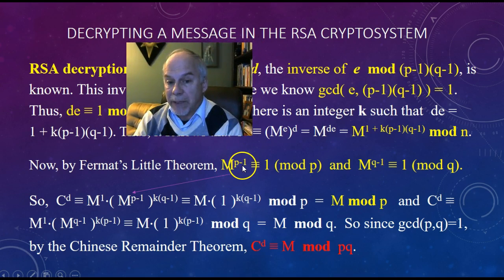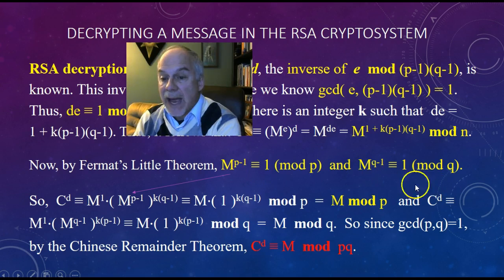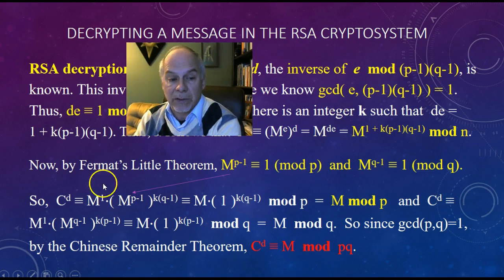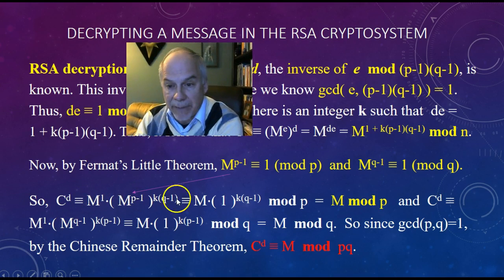M to the power of P minus 1 will be congruent to 1 in mod P. And M to the power of Q minus 1 will be congruent to 1 in mod Q. Okay? So those two little facts are going to be used when we try to simplify this and show that it works out. And so let's look at that.